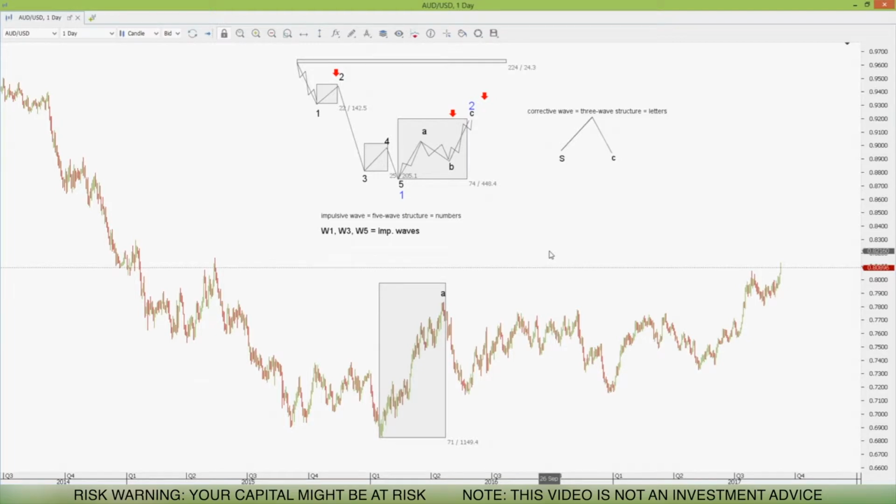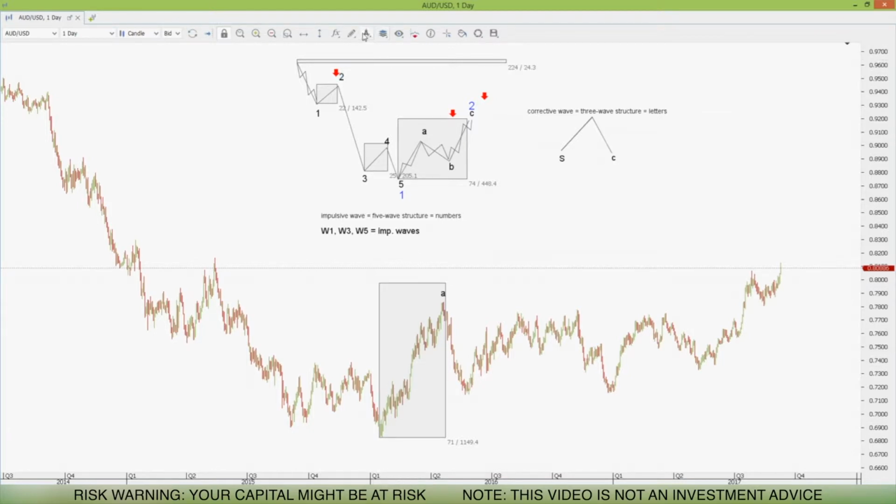So wave A. But we said that in a wave A, what matters is its structure. We just proved that this is not an impulsive wave, but a corrective wave. We said that in a corrective wave of a bigger degree, if this is not an impulsive wave, the B wave must retrace more than 61.8. If this had been an impulsive wave, the B wave should not retrace more than 61.8.